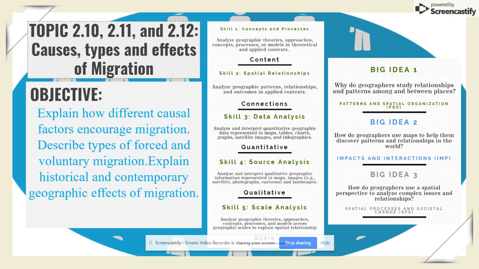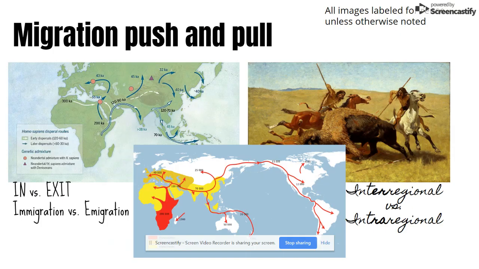Okay, we are going to begin our migration unit with looking at the causes, types, and effects of migration. Consider these videos in this lesson as some background as you really dive into your migration stations. So our goal is to see if we can figure out the different causes and factors that encourage migration, the types of forced versus voluntary migration, and then the historical and some contemporary geographic effects of migration today. We're going to begin here with the big picture of early human history.